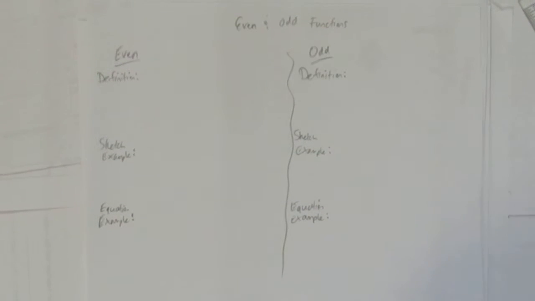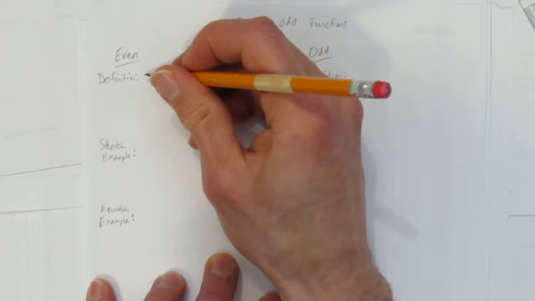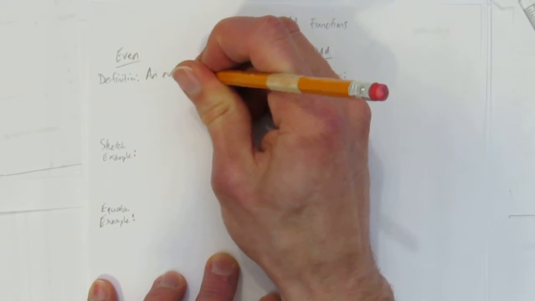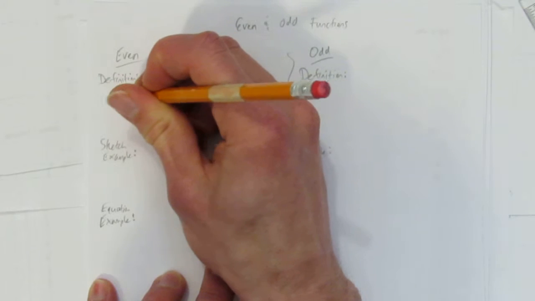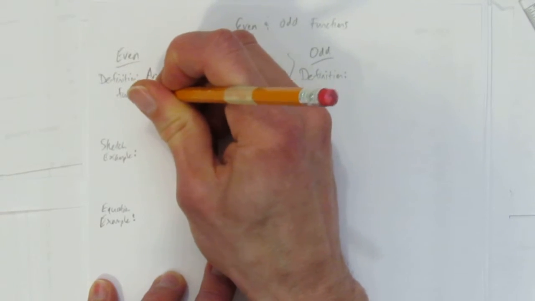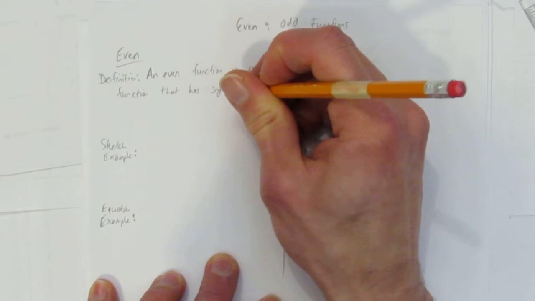In this video, we'll look at even and odd functions. First, we'll start with the definition of even functions. There's many ways to write it, but an even function is a function, obviously, that has symmetry.